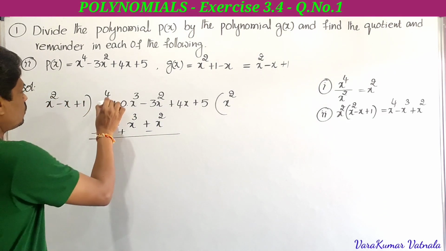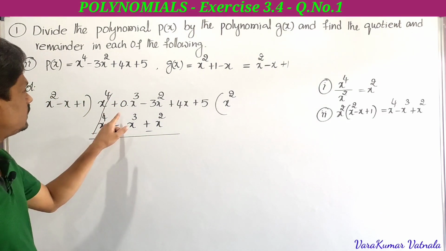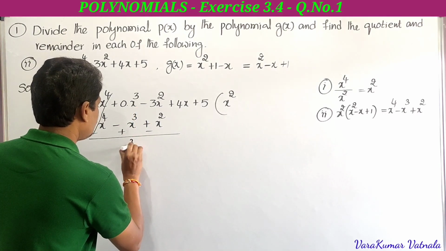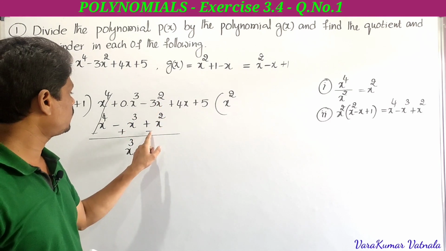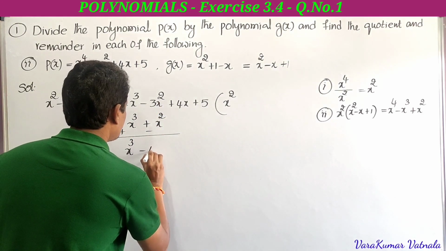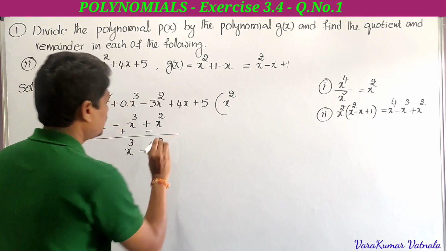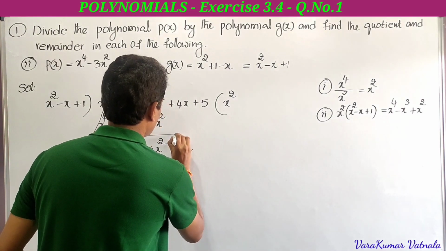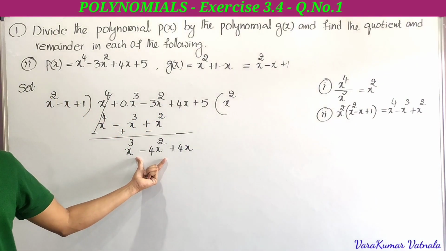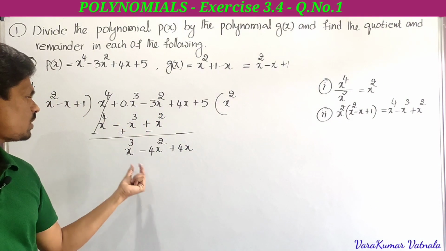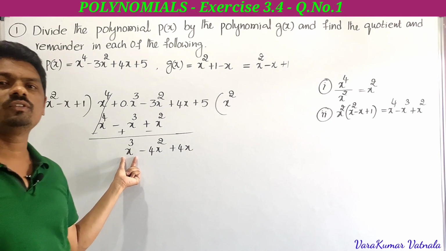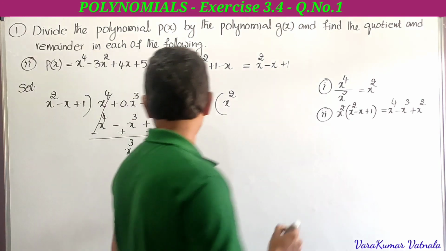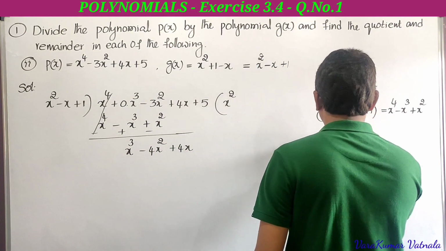So x to the power 4 minus x to the power 4 gets cancelled. It is 0 x cube plus x cube, so we get x cube. Minus 3x square minus x square, we get minus 4x square. Next take the x term here, write plus 4x here. So now this is the dividend. Again, in the next step we have to divide the highest degree term of the dividend by the highest degree term of the divisor, that is x cube divided by x square.